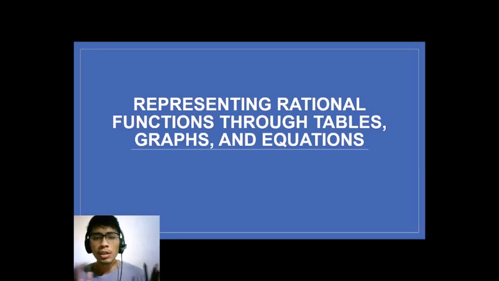And these three representations are very necessary once we represent rational function, for us to really have the picture on how the rational function works. Okay, so without further ado, let's go deeper regarding the representation of rational function.